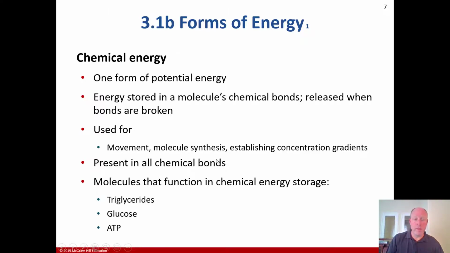Energy is present in all chemical bonds. Molecules that function in chemical energy storage include triglycerides, which are stored in the adipose tissue or fat cells; glucose, which is stored as a polymer called glycogen in the liver and muscles; and ATP, which is stored in the muscle cell in a very limited amount. ATP doesn't last more than a couple of seconds, so I would say 1 to 5 seconds absolute max. You'll see variations, like with so many things, but 1 to 5 seconds is about right for the lifespan of ATP.